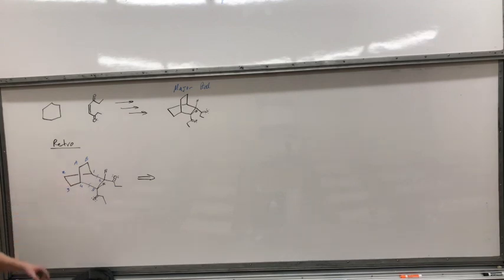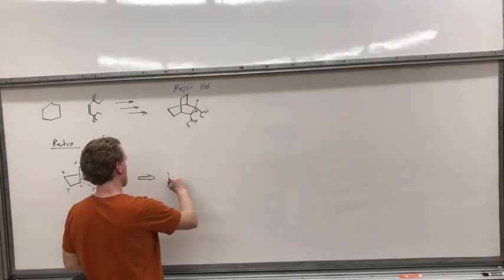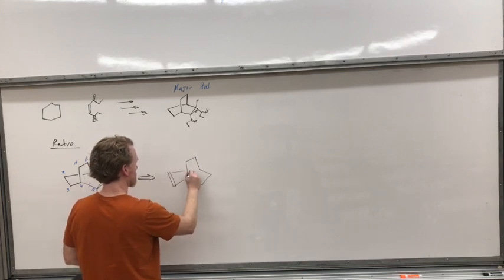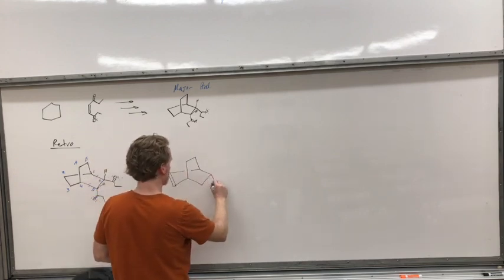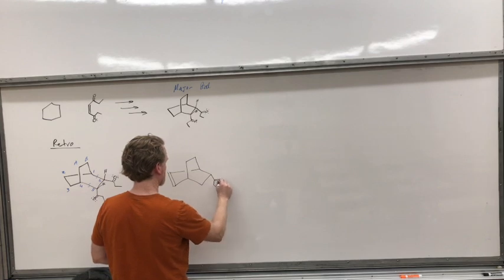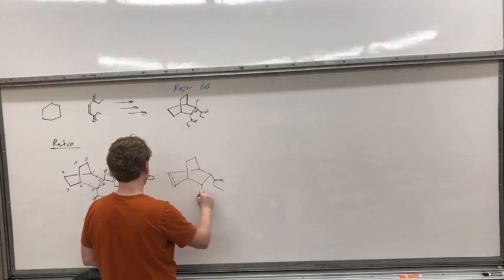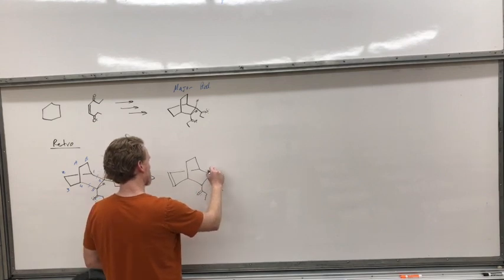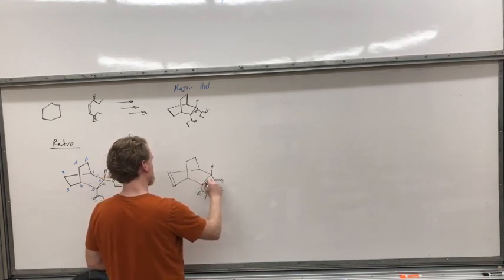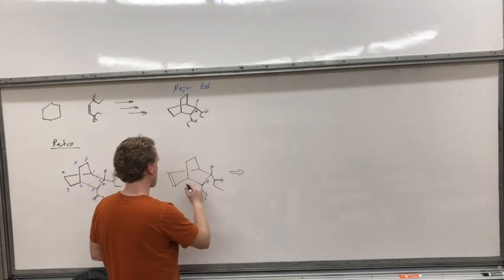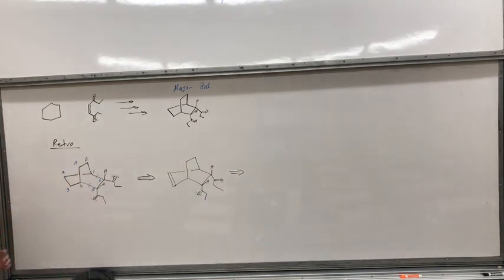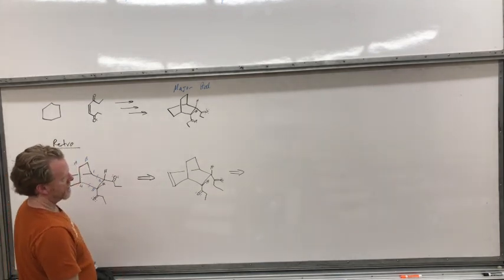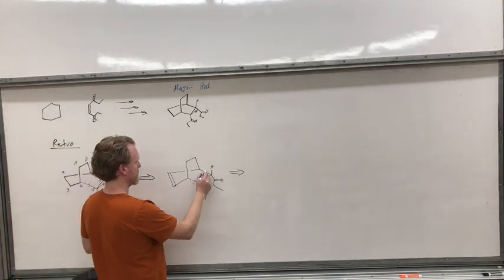2 and 3 should have an alkene. So it looks like that alkene was reduced at the end. Okay, yeah, I can see. You can reduce alkenes with hydrogen gas and palladium on carbon. Now I can disconnect here.